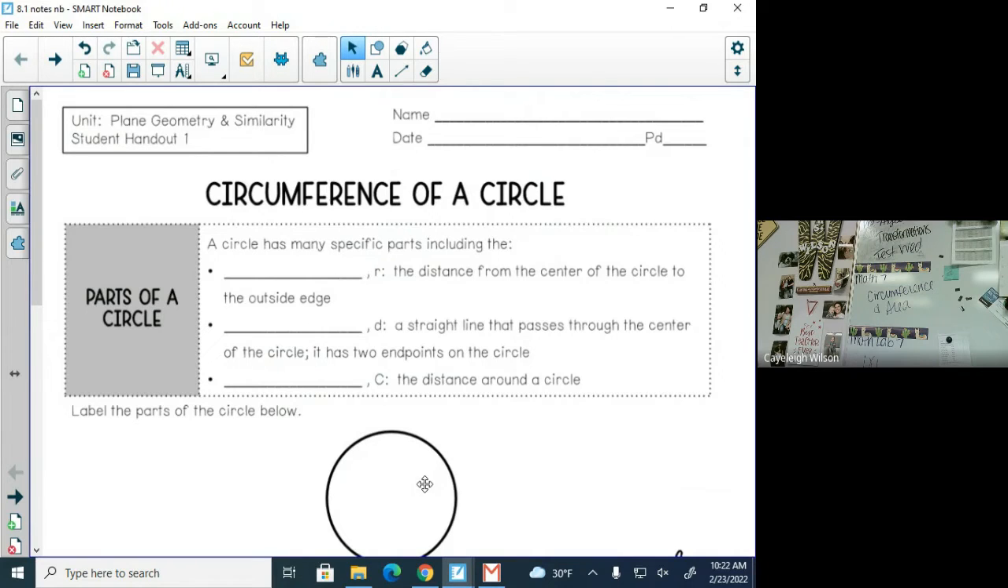So just a few vocab words. A circle has many specific parts. First is the radius. And they call radius R, little r. So you'll notice right here after that, they call it little r. And that's the distance from the center to the outside edge.